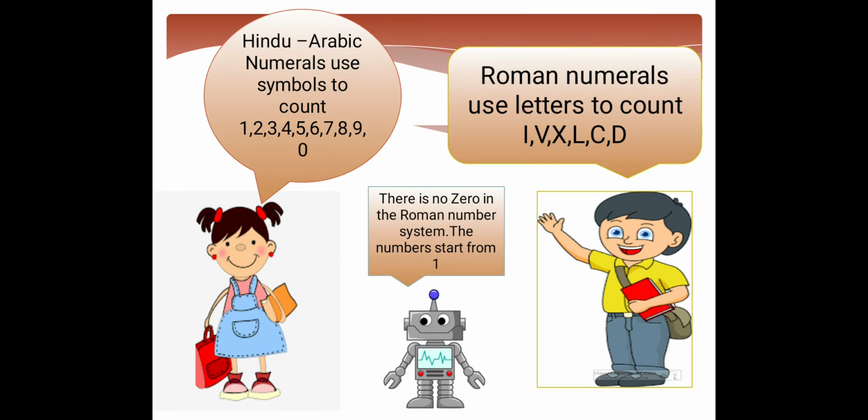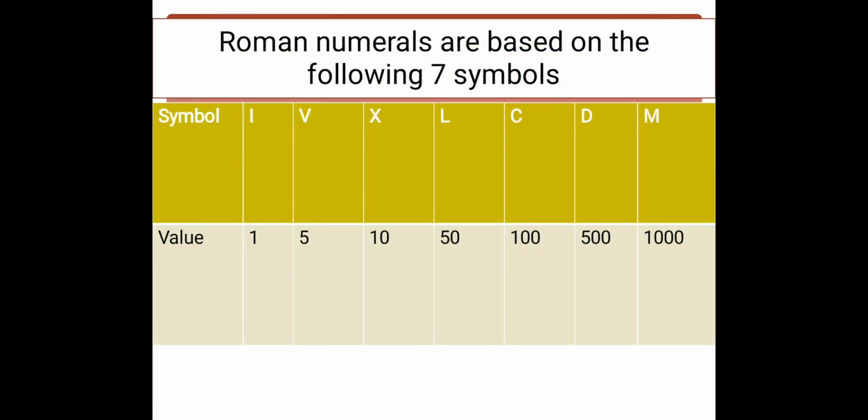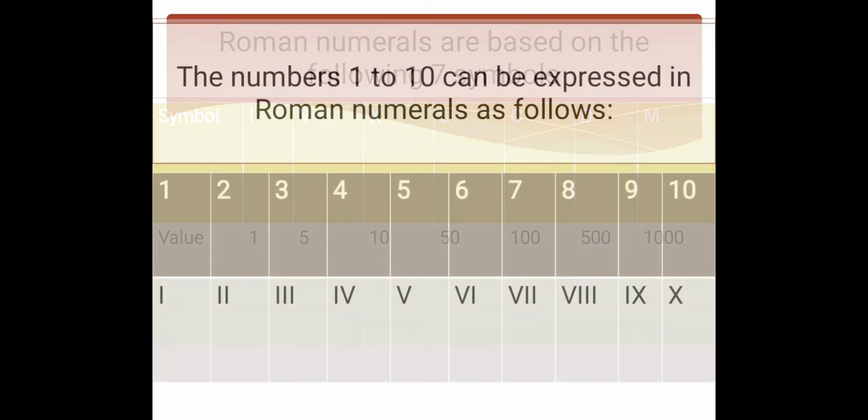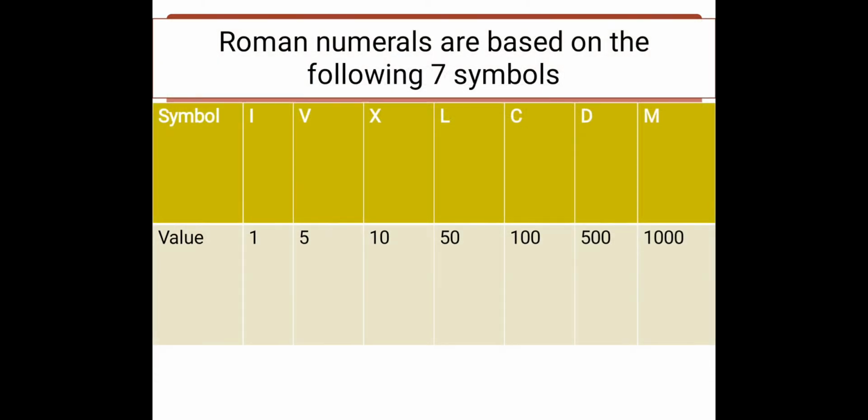And there is no zero in the Roman number system. The numbers start from 1. So Roman numbers are based on 7 symbols: I is 1, V is 5, X is 10, L is 50, C is 100, D is 500, M is 1000.